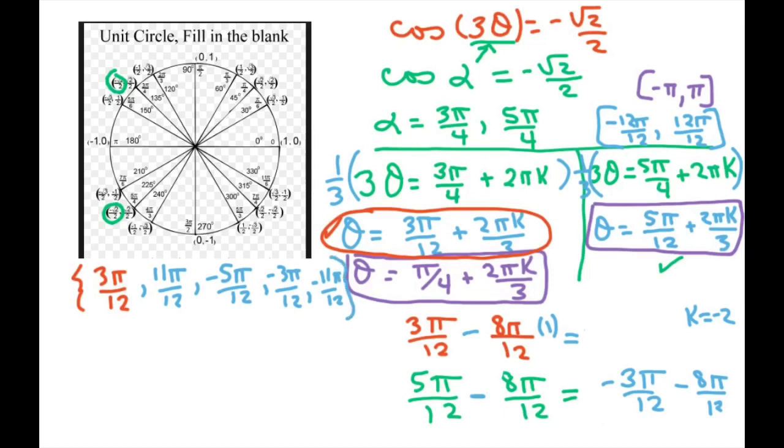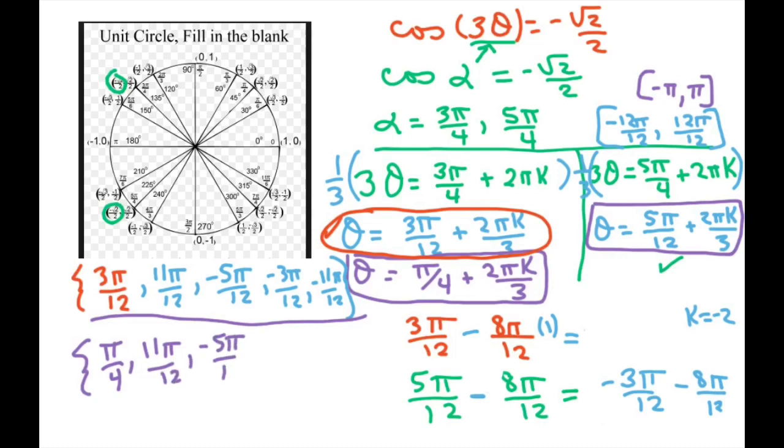Now once you get all that, if you want to simplify, this is fine. But if you want to clean these up, 3 pi over 12 is really pi over 4. Then we have 11 pi over 12, negative 5 pi over 12. This one would be negative pi over 4. And we have negative 11 pi over 12. Oh, and don't forget we have this 5 pi over 12. So 5 pi over 12. This was a long one. So how many solutions did we have? We had 6 solutions.